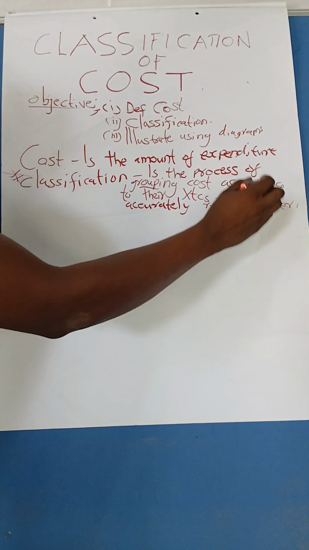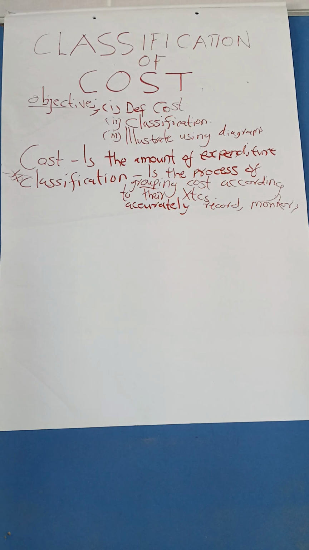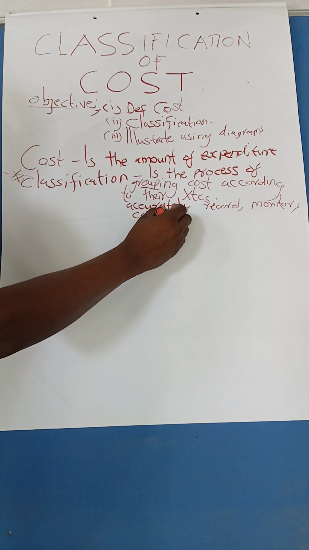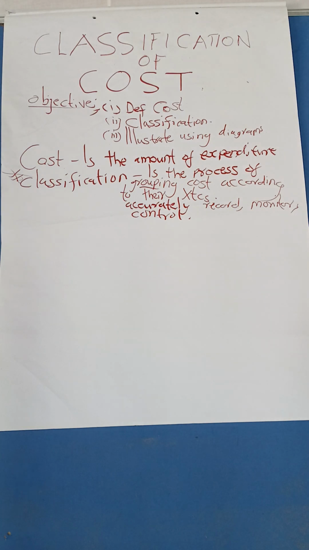After we have monitored and we see the costs we are incurring are not in order, we'll be able to advise the management. And after we have monitored, we'll be able to control. So that is classification: the process of grouping cost according to their characteristics in order to accurately record, monitor, and control.